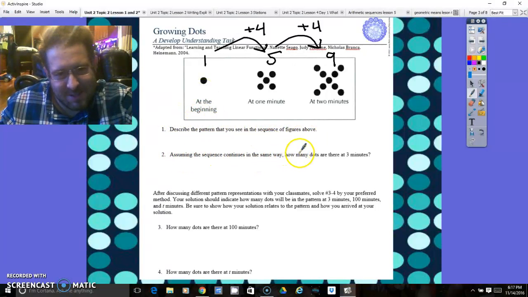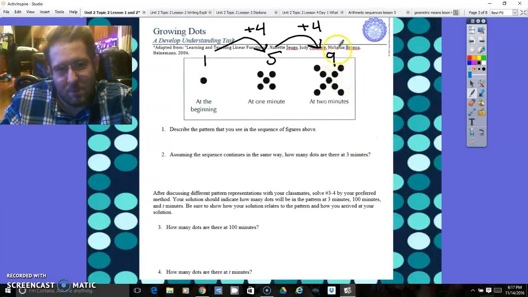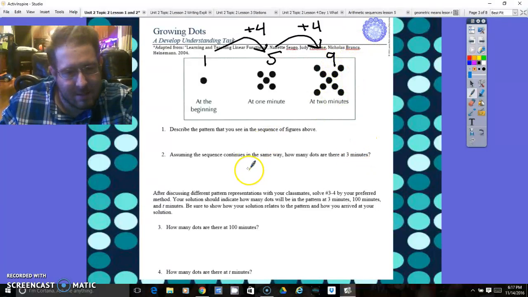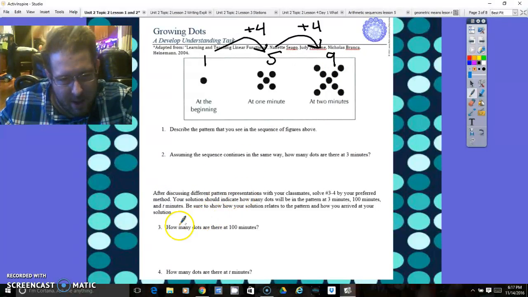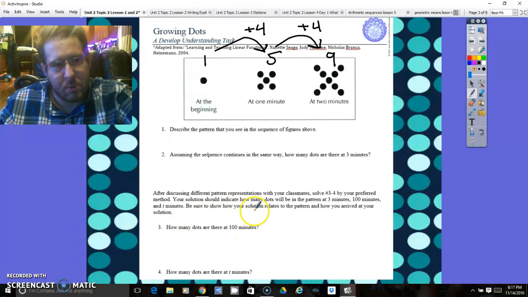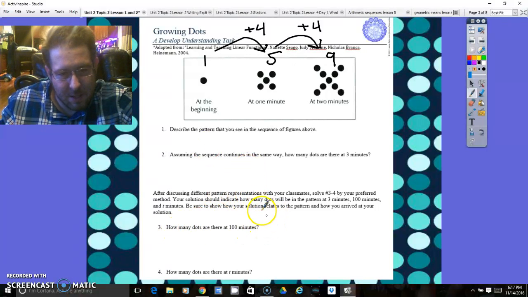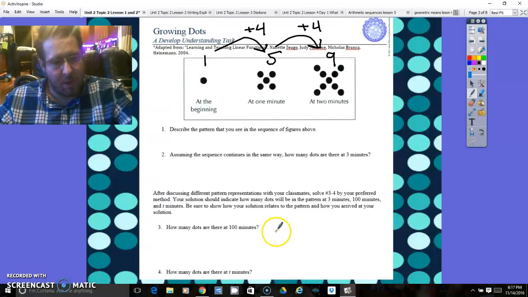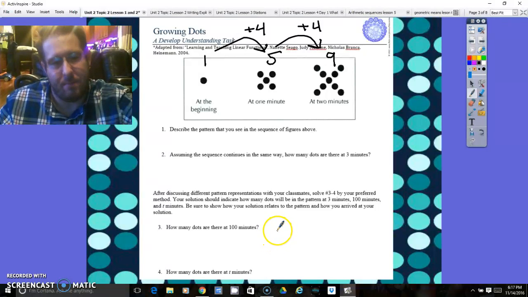Assuming the sequence continues in the same way, how many dots are going to be after 3 minutes? Well, if you add 4 again, you're going to have 13 dots. After discussing several patterns, how many dots are there after 100 minutes? So this is where you're going to want to find an explicit equation. An explicit equation is an equation that can help you find any amount of numbers.